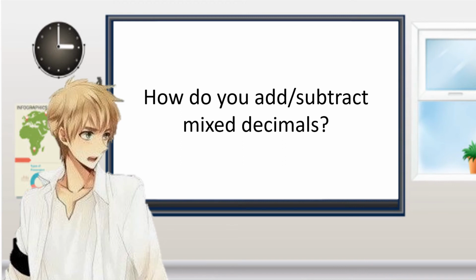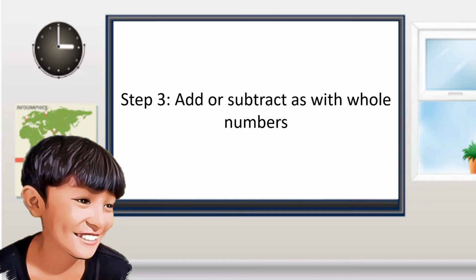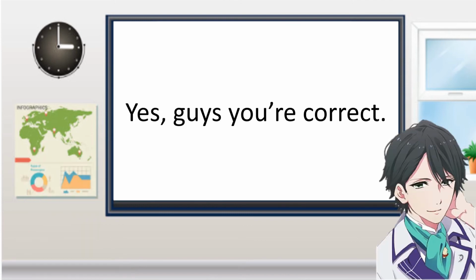So how do you add or subtract mixed decimals? JM says, in step 1, arrange the digits in columns and align the decimal points. Step number 2, insert zeros in empty decimal place values if needed, so that all of the numbers have the same number of decimal places. In step number 3, add or subtract as with whole numbers. Yes, guys, you are correct because you are a brilliant pupil.